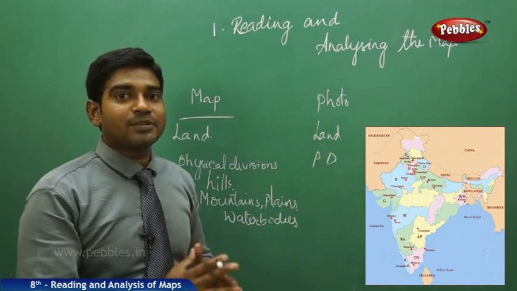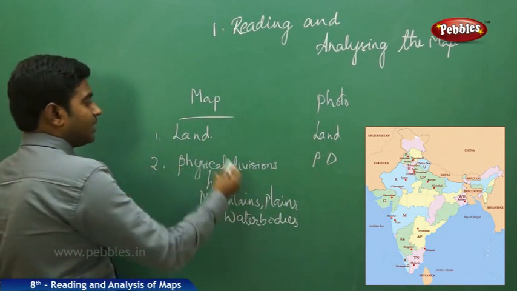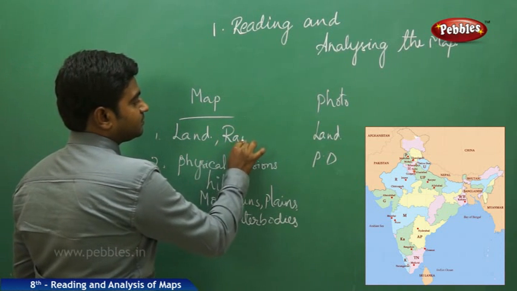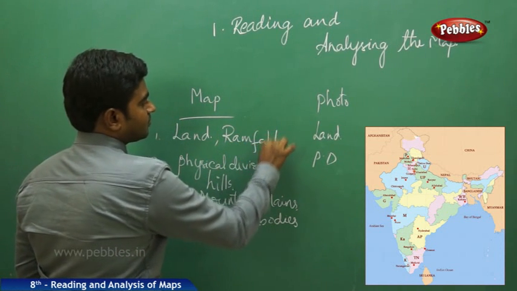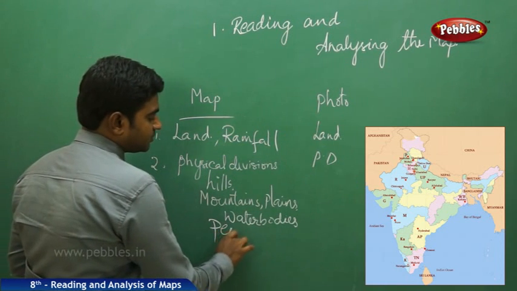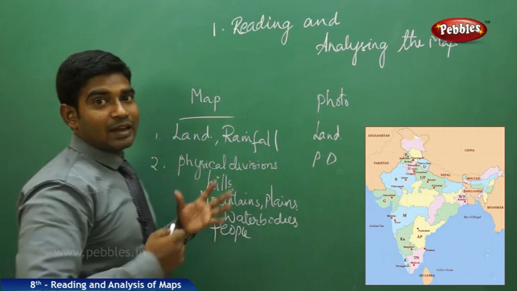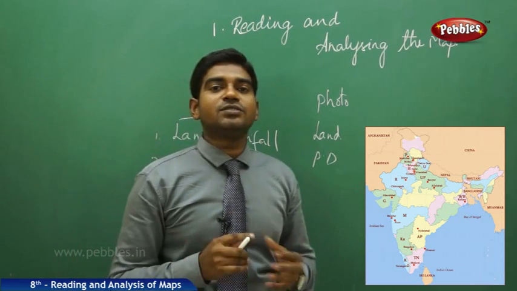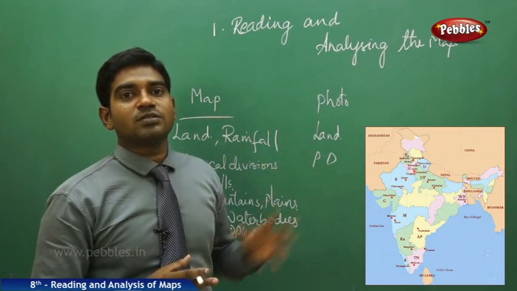At the same time, maps can be used to find out the rainfall of the region, the people of the region, the language, or the climatic conditions of that particular place, using the location on the maps.